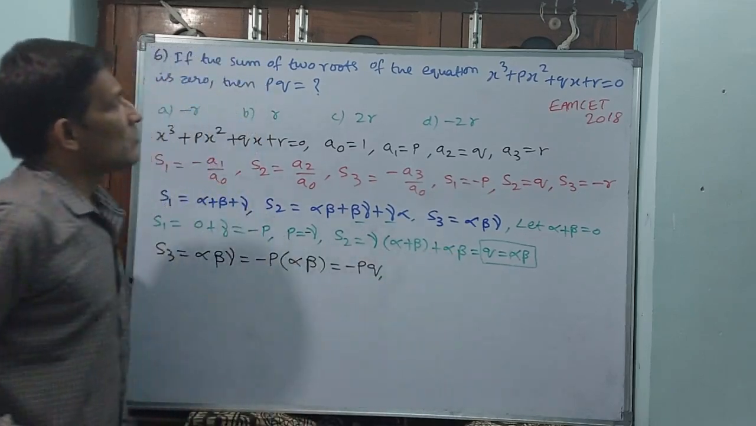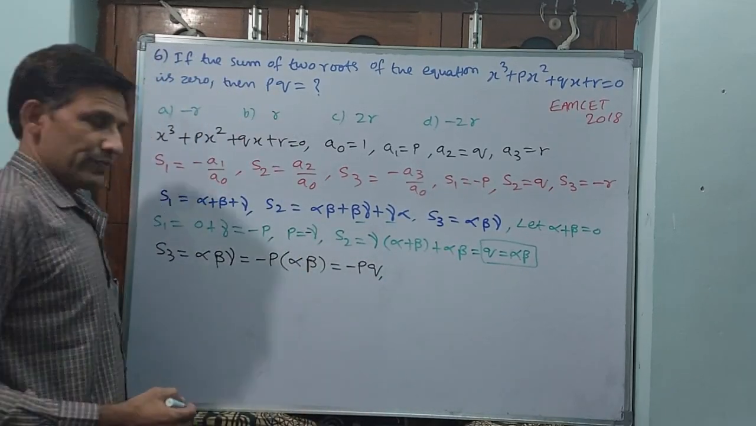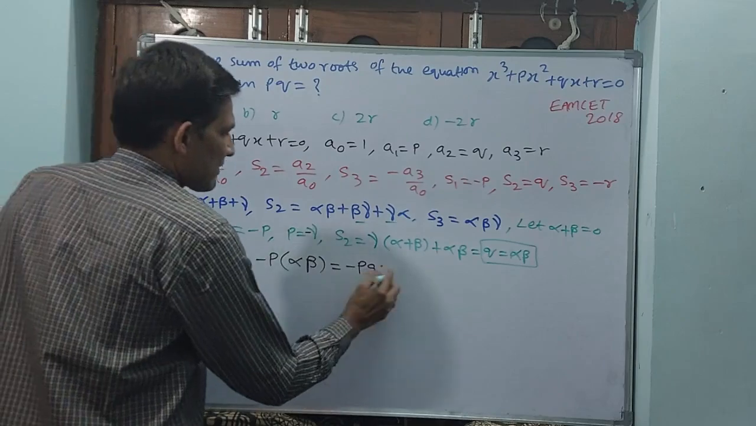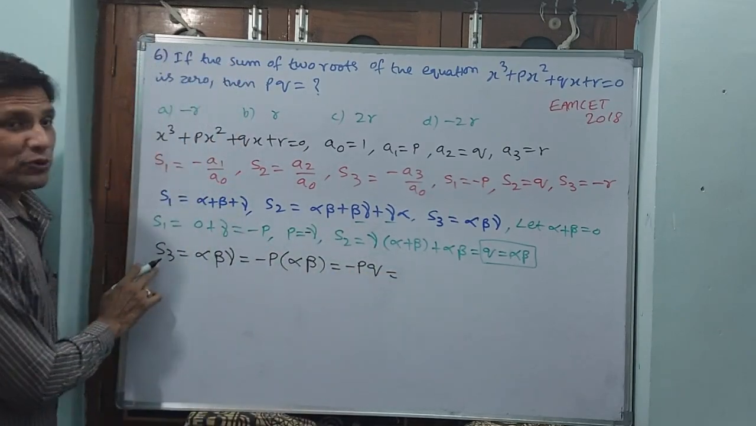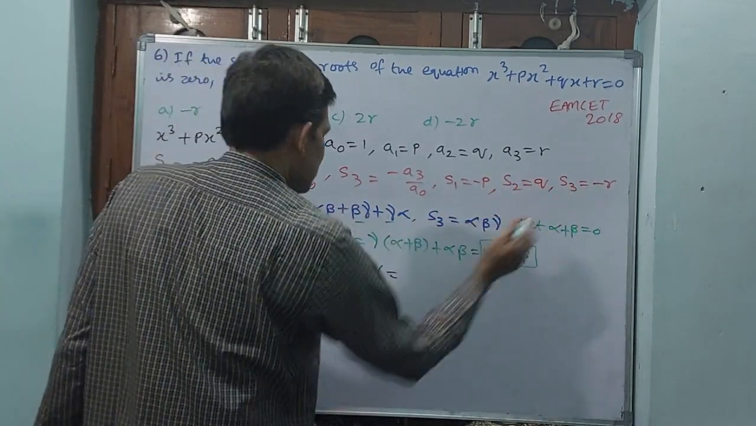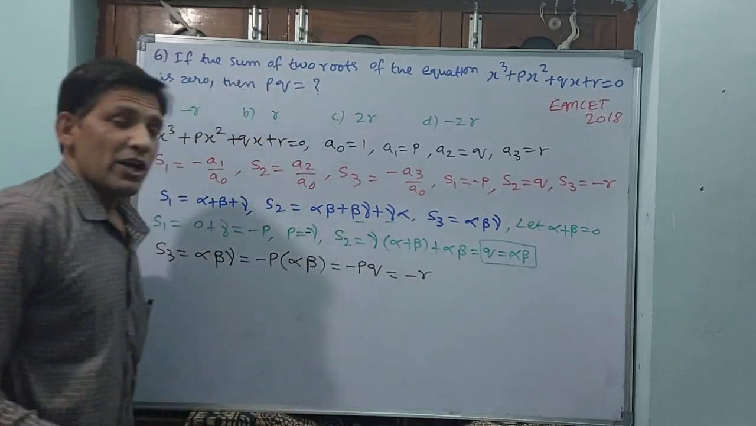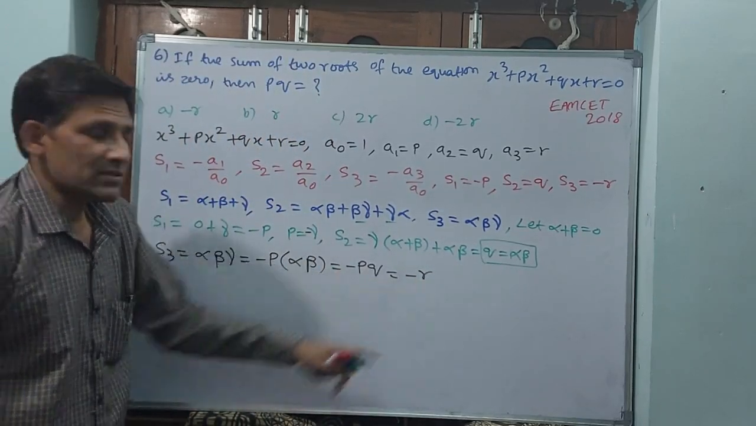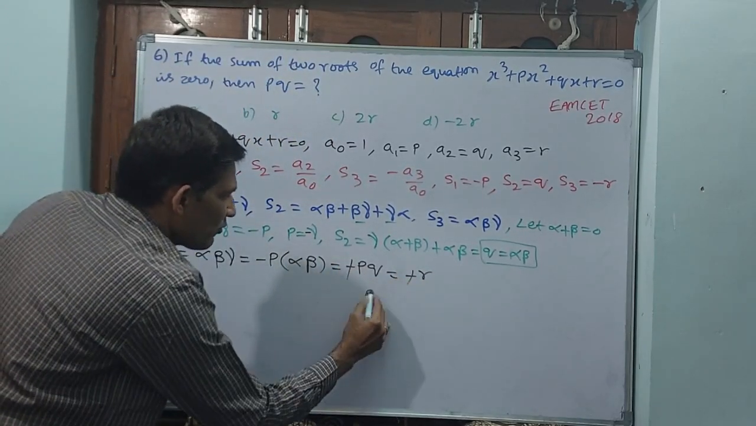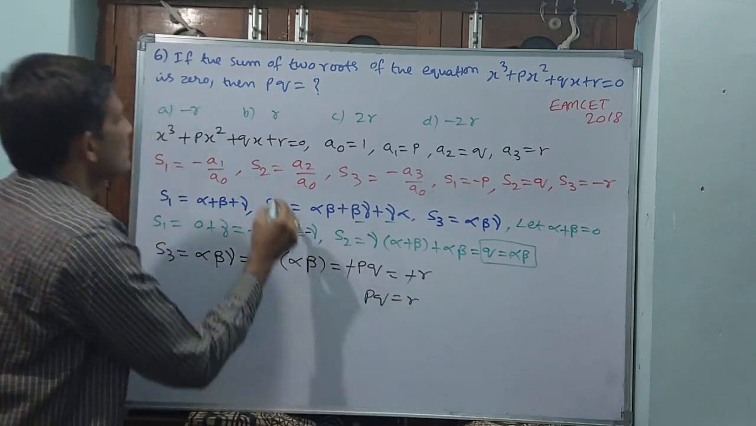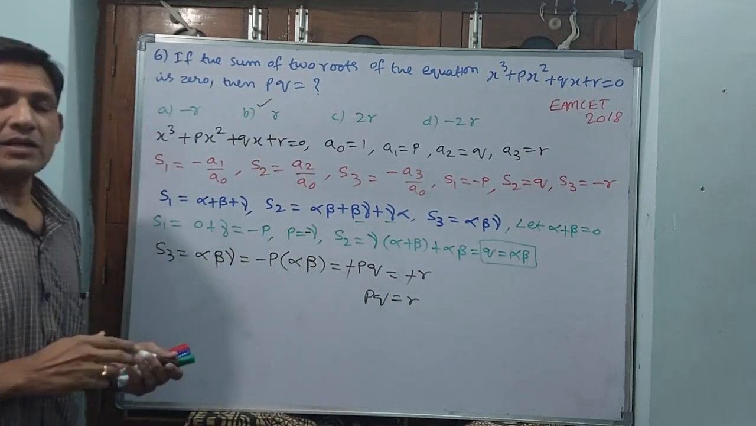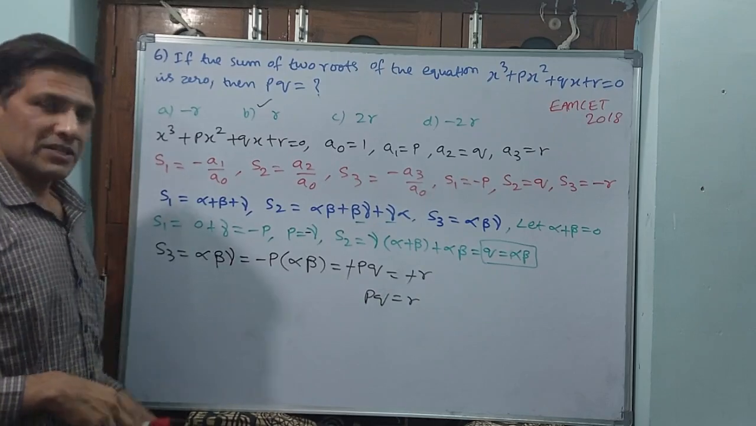Now they are asking p into q. Okay, let it be. First of all, what is minus pq? Minus pq is S3. S3 is how much? S3 is minus r. If minus pq is minus r, then what about pq? pq is equal to r. Understand?